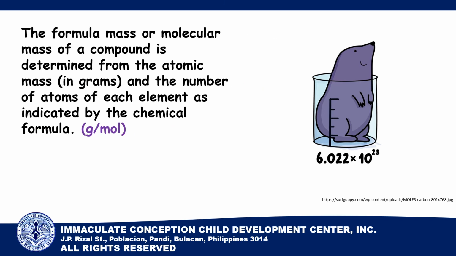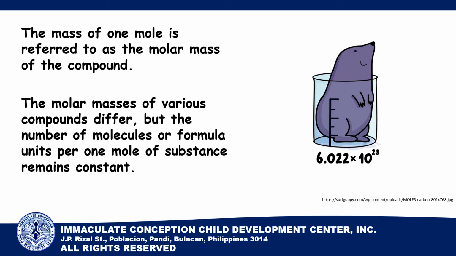The formula mass or molecular mass of a compound is determined from the atomic mass in grams and the number of atoms of each element as indicated by the chemical formula. The formula mass is expressed in gram per mole. The mass of 1 mole is referred to as the molar mass of the compound. The molar masses of various compounds differ, but the number of molecules or formula units per 1 mole of substance remains constant.